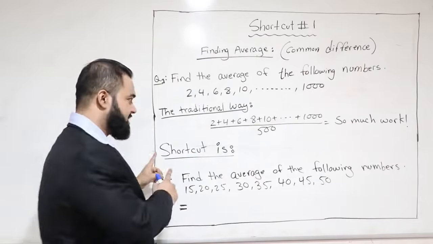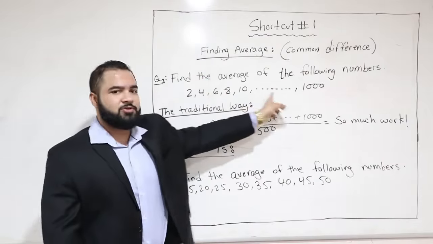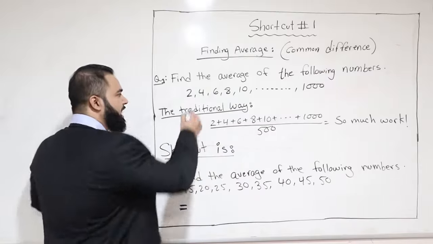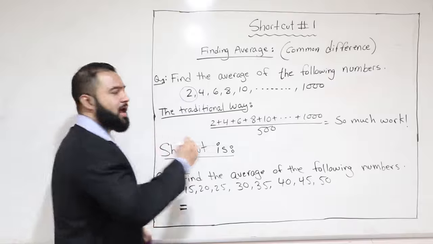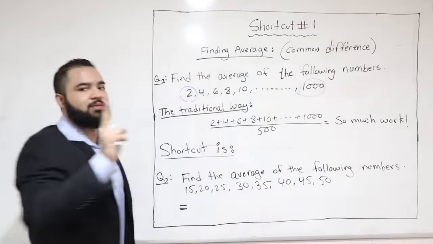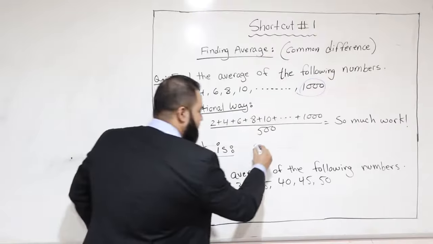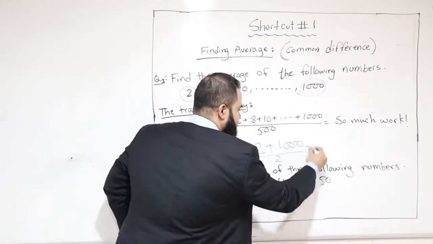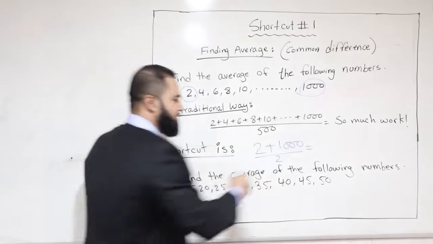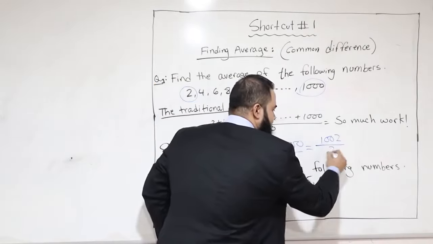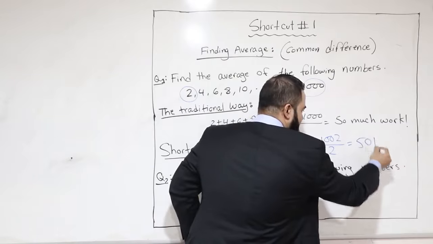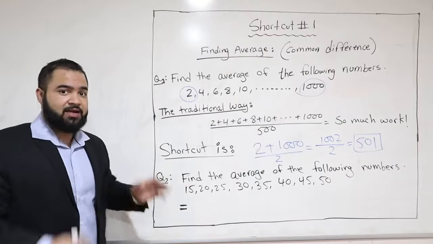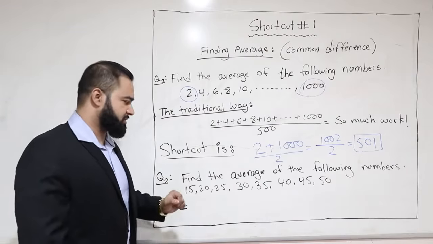But the shortcut is, if you have common difference between the numbers, then in order to find the average, you could just add the first number and the last number and divide it by 2. So 1000 plus 2 is 1002. Divided by 2, you get 501. And that's your average. Isn't it easy, guys?